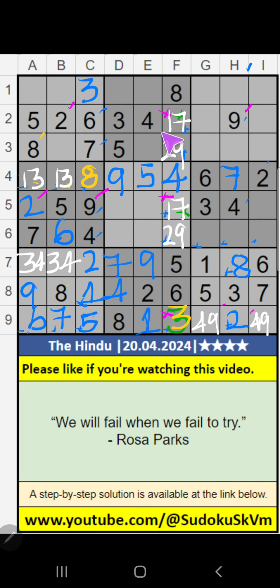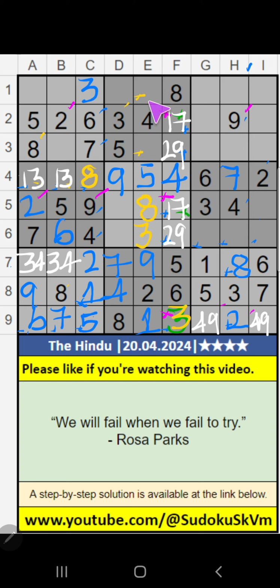Column E, 4 numbers are remaining, 3, 8, 6, 7. 2nd grid, we have 3 and 8. So 3 and 8 can't come in these cells. It will come in one of these cells. 5th row, we have 3. So 3 can't come in this cell. 3 is confirmed here. And then 8 is here.